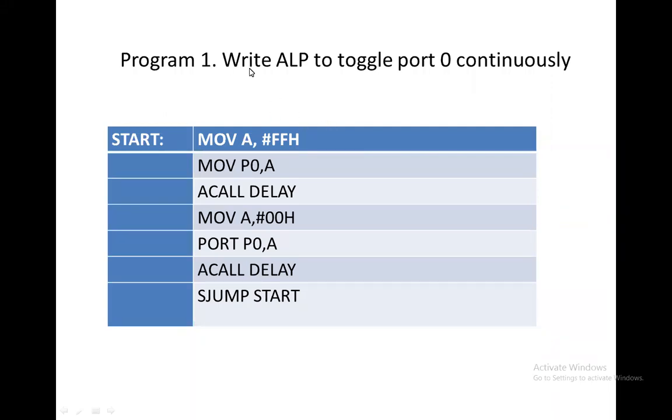Write an ALP, meaning assembly language program, to toggle port 0 continuously. Remember, toggle port 0 continuously. That is the program.